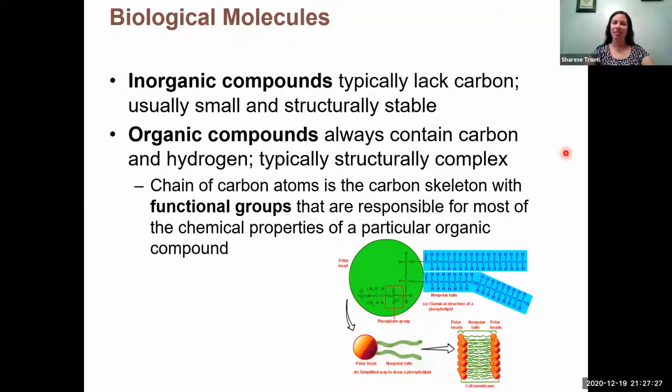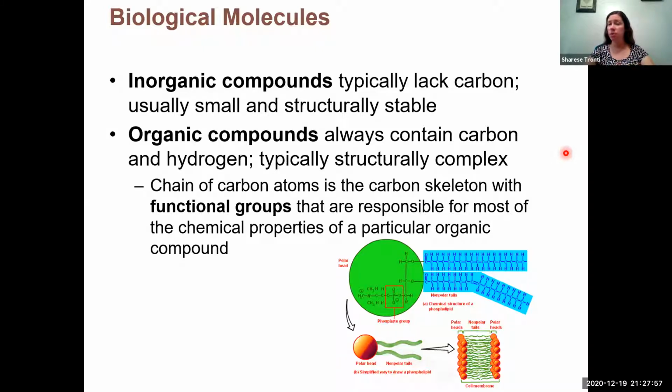Welcome back. In this second part, we're going to be talking about some of the molecules that are relevant in biology. Overall, there are two types of compounds. There are inorganic compounds, which generally lack carbon. They're usually small and structurally stable. The other type is organic compounds. We're mostly going to be talking about organic compounds today.